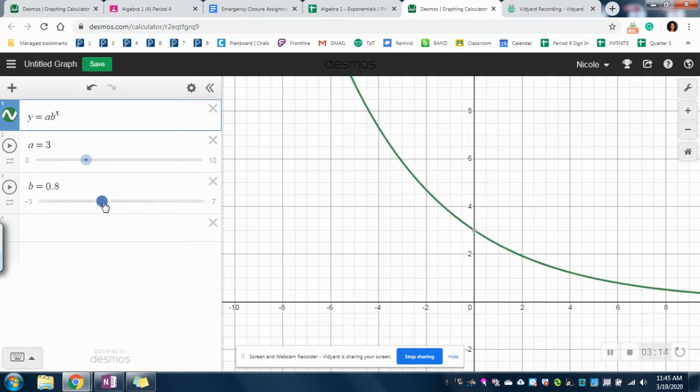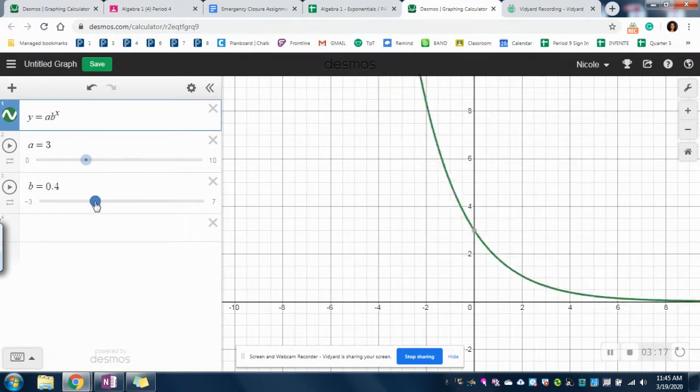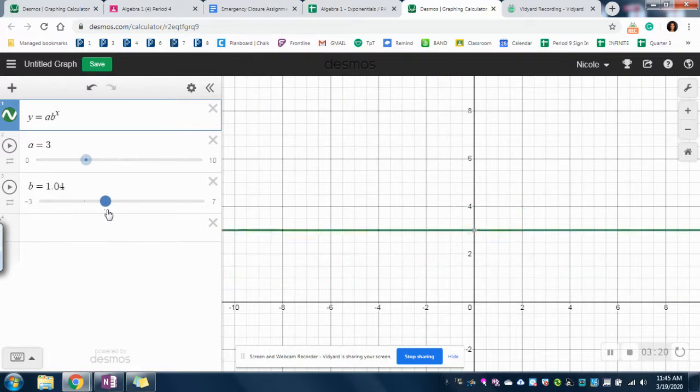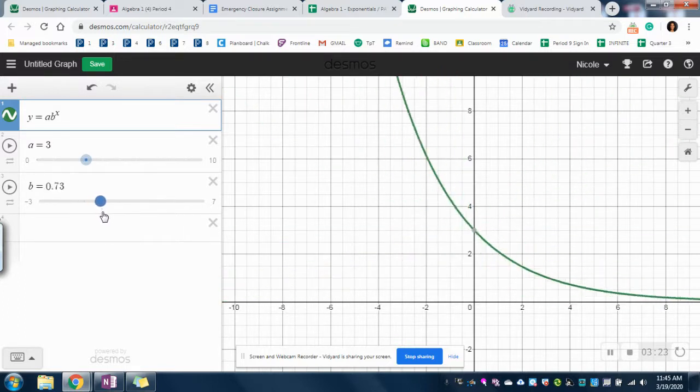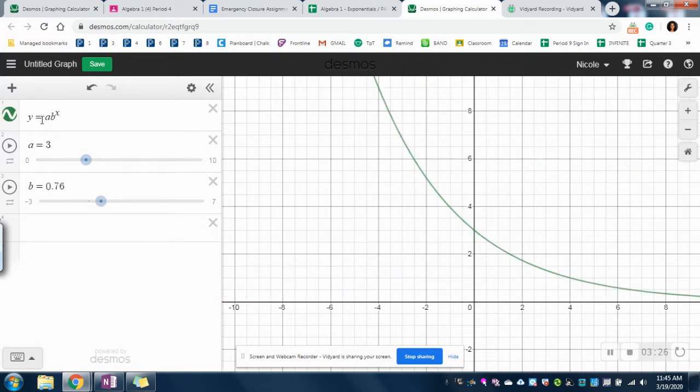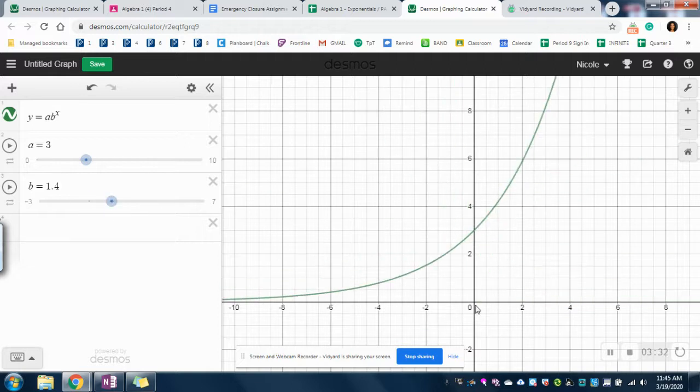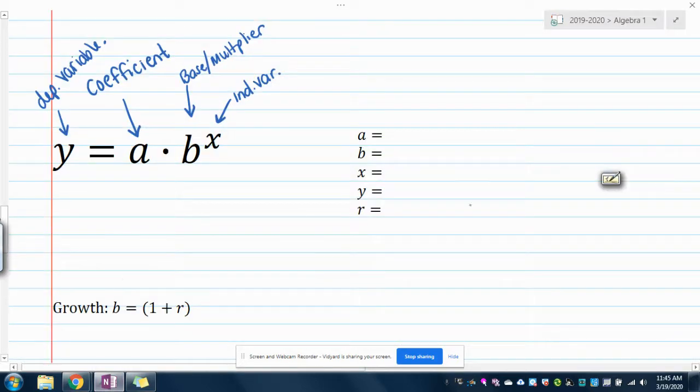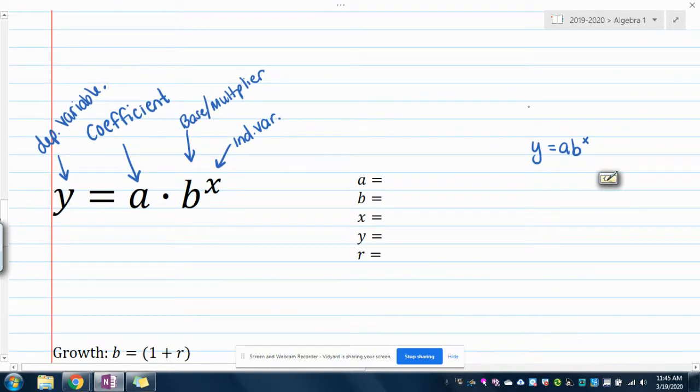So no matter what, my function can move all these different ways, but has my starting point changed? No. A is going to be your starting point or your y-intercept if it is in y equals ab to the x. Okay, so that means that when x equals 0, y equals whatever a is. So let's talk about why that happens. So if I have y equals ab to the x, here's something we may have spoken about, we may not have spoken about, or you may have heard before. Anything to the 0 power is equal to 1 except 0.